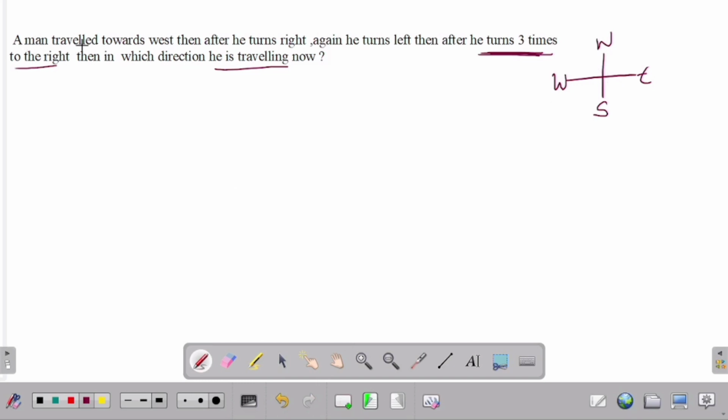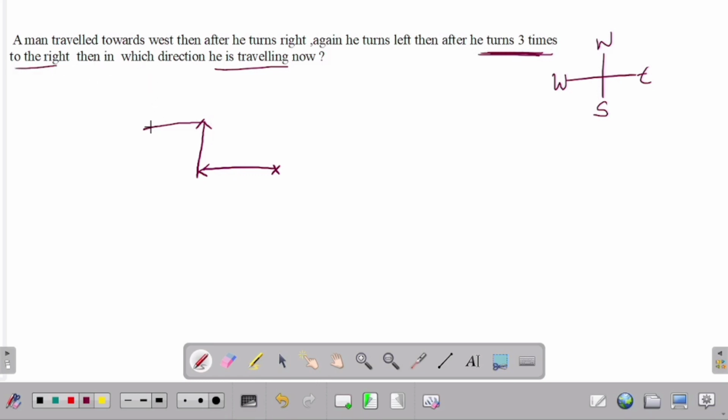First of all, what is the first one? The man traveled towards the west. So X is the starting point, and he is traveling towards the west direction. Then he turns right. This is my right. Then he turns left. And then he turns three times to the right, three times to the right.